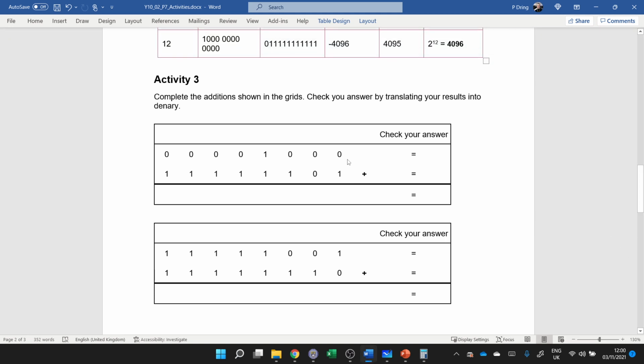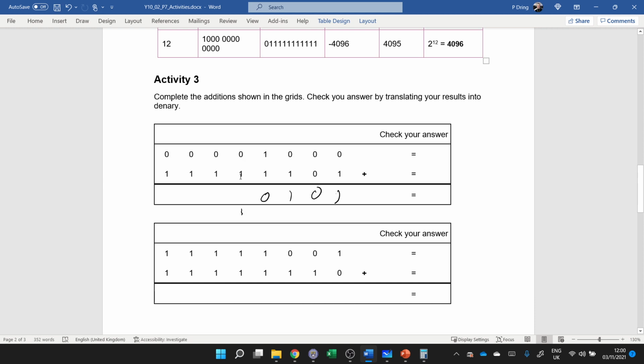So 0 add 1, 1. 0 add 0 is 0. This is nice and easy so far. 0 add 1 is 1. Now 1 add 1 is 2, but I can't write 2 in binary with just one digit. So I have to put the 1, 0 like that, because 2 in binary is 1, 0. So it's 0 carrying the 1 onto the next bit.